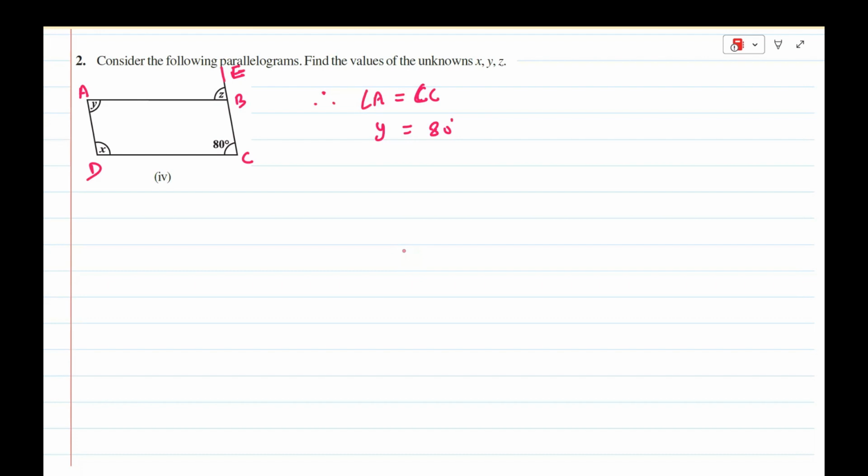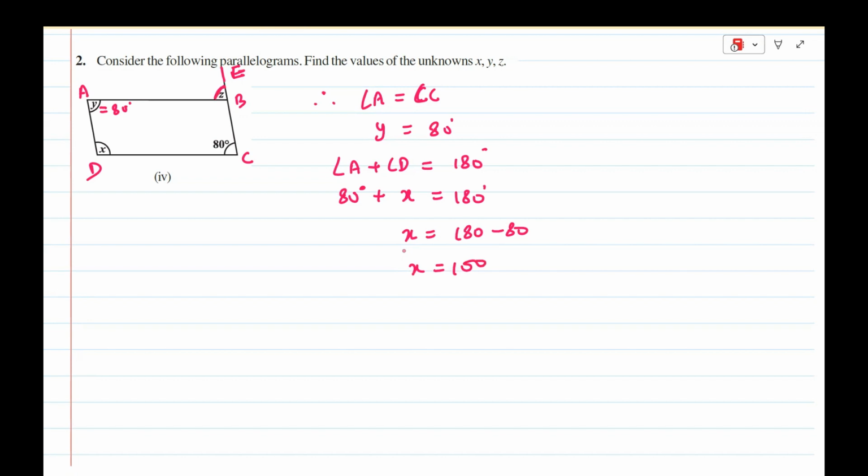Now we also know the sum of adjacent angles of a parallelogram is 180 degrees. I got this 80 degrees. So again, angle A plus angle D are adjacent. They are supplementary, meaning 180 degrees. Angle A, I got 80 degrees. Angle D is X. And from here, you can calculate X, which is 180 minus 80, so X is 100.